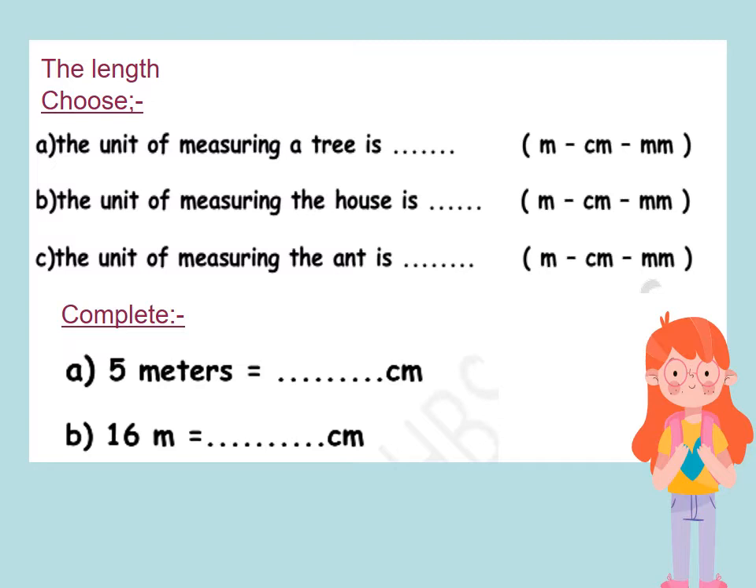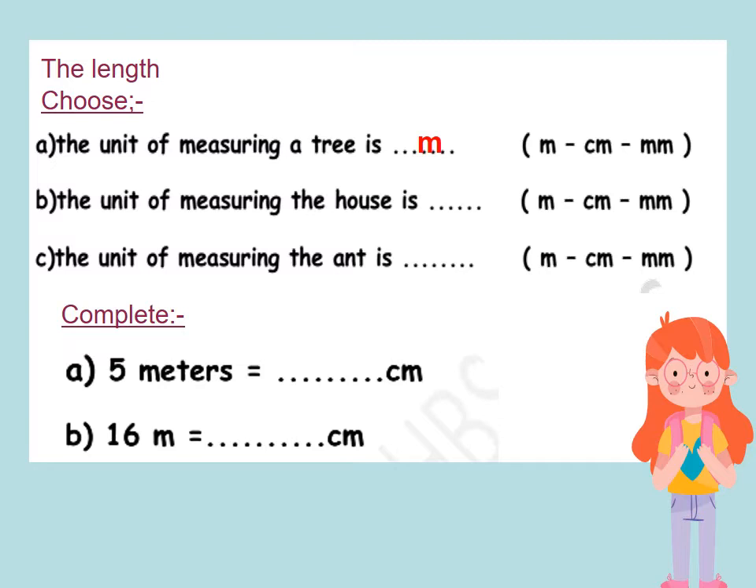Okay, and first we have that the meter equals 100 centimeters and the centimeter equals 10 millimeters. Okay, let's answer the first question. We want to choose the unit of measuring a tree. Is a tree a long or short object? It's a long object. So we will use the meter to measure it.